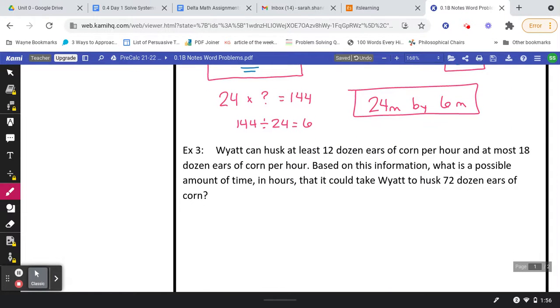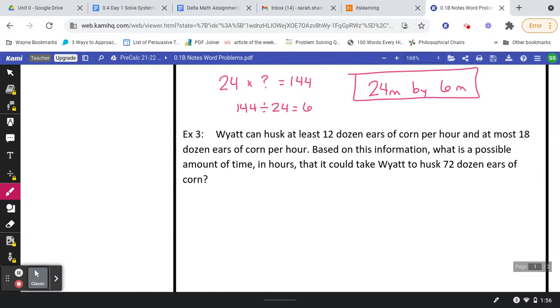Example number 3. Wyatt can husk at least 12 dozen ears of corn per hour, and at most 18 dozen ears of corn per hour. So he's kind of got a range. If he's working slowly, he can do 12. If he's working quickly, he can do 18. So anywhere from 12 to 18. Based on that information, what is a possible amount of time in hours that it could take him to do 72 ears of corn? So I think the best way to do this is to figure out him working slowly, at a slow pace, and then compare that to him working at his fast pace.